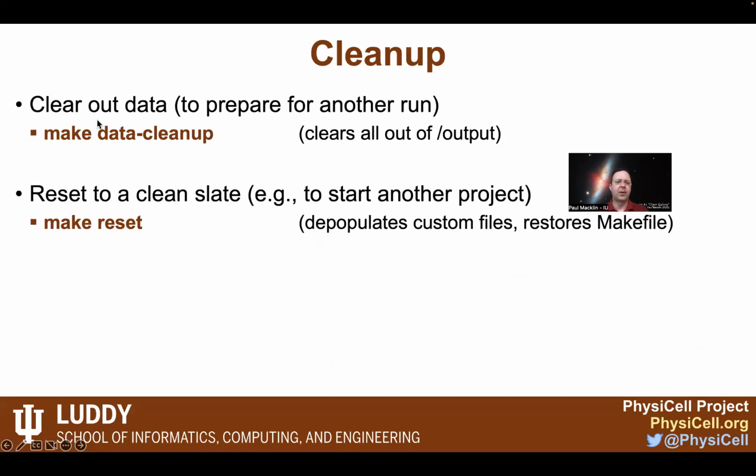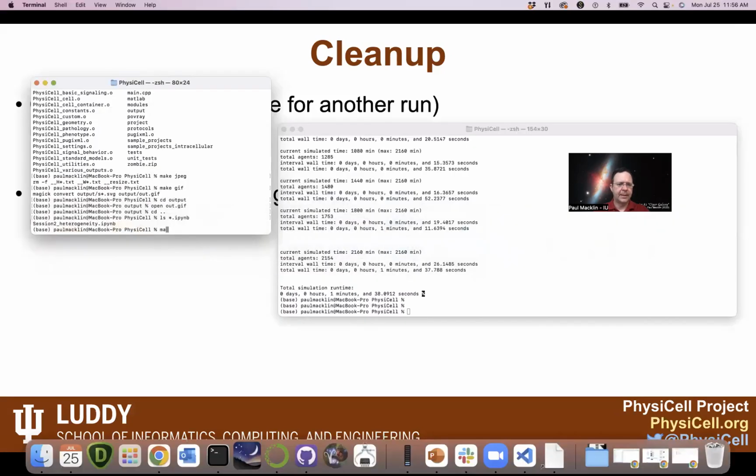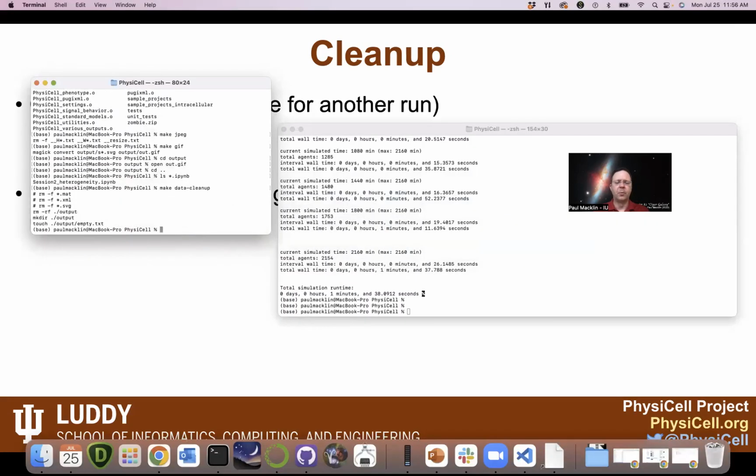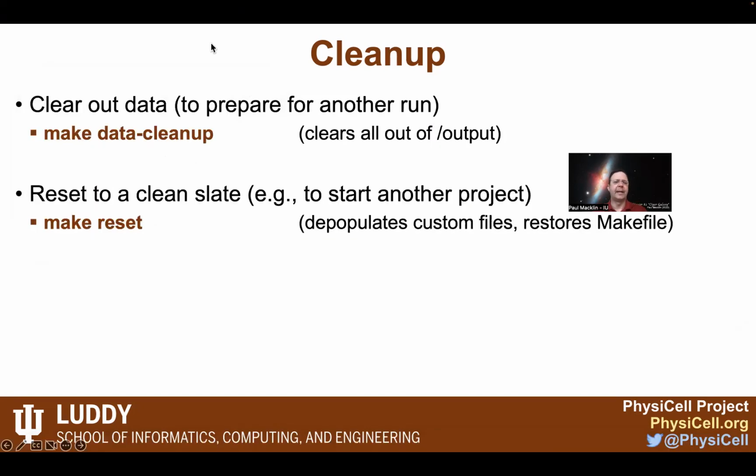So I'm going to do make data cleanup. What that does is it removes all the simulation data that we just created in the output directory. That gets us ready to run another run. Of course, as you learn, if you go into the configuration file, you can change the name of your output directory, which means you can make output 1, output 2, output 3. As long as you remember to make those directories, so they have someplace to do the writing, you'd be able to save different simulations in different subdirectories, and that might be helpful.